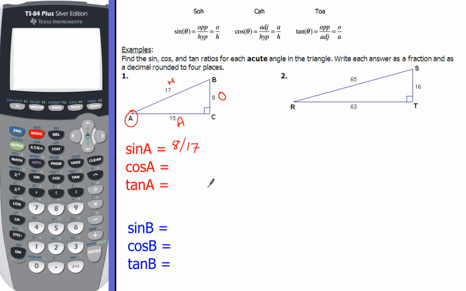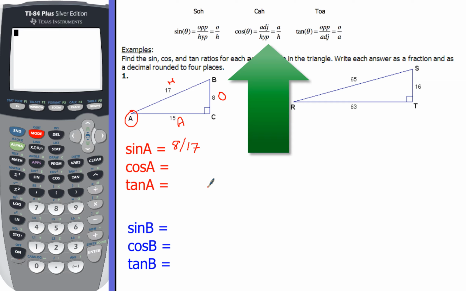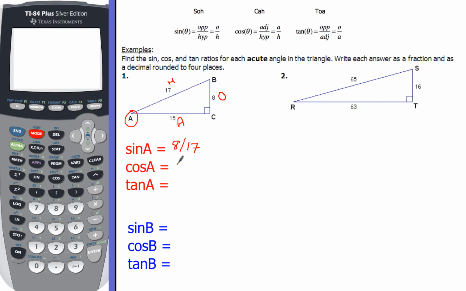Now cosine of A. Cosine uses adjacent over hypotenuse. Based on how my triangle is set up, my adjacent is the side that has 15, or side AC, and the hypotenuse is 17 again. So that's my ratio for the cosine of A. And then tangent is opposite over adjacent, which in this case is 8 over 15. That's all there is to it. So we've set up the sine, cosine, tan ratios based on where angle A is.